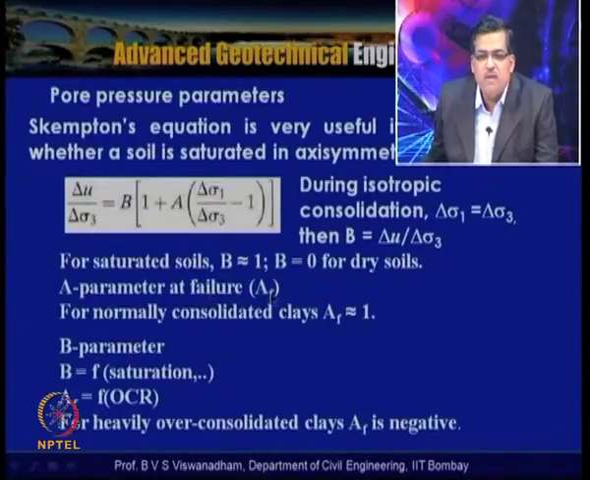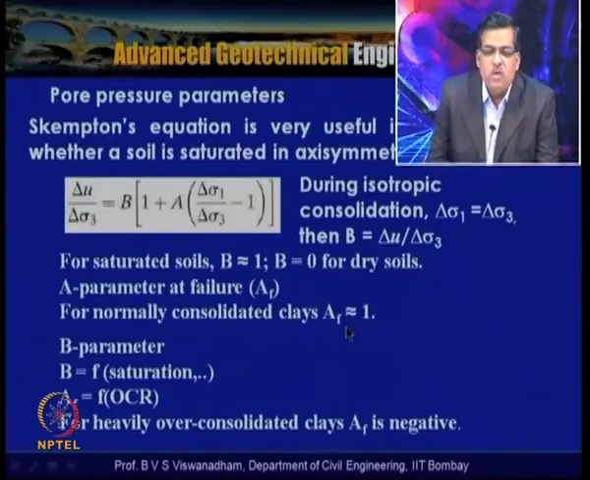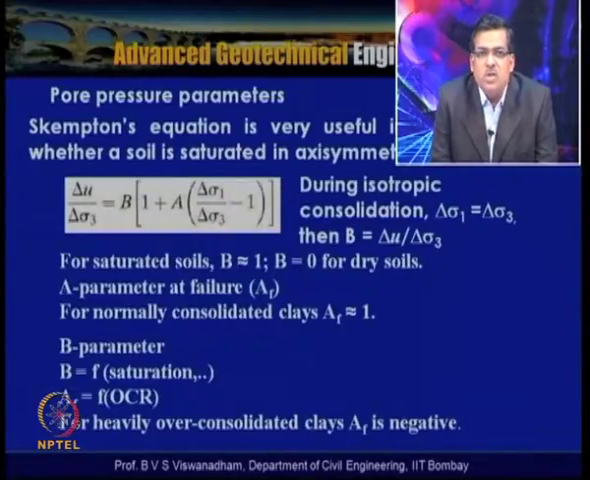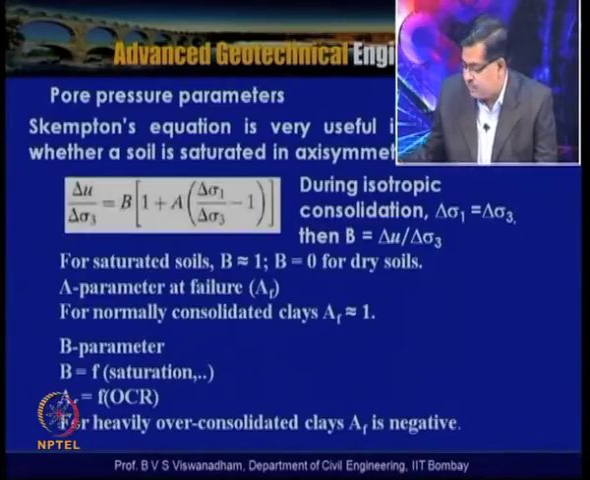So the A parameter at failure, Af, is equal to 1 for normally consolidated clays. So for normally consolidated soils, Af will be equal to 1. And for heavily over consolidated soils, Af will be negative, that is, the excess pore water pressure coefficient at failure will be negative. So the B parameter is basically a function of saturation, and the A parameter is basically a function of over consolidation ratio. If the over consolidation ratio is high, then it changes into a negative, so for heavily over consolidated clays, Af will be negative.